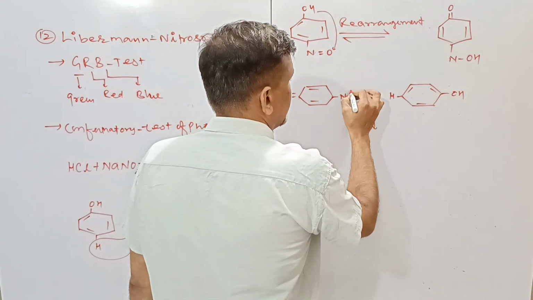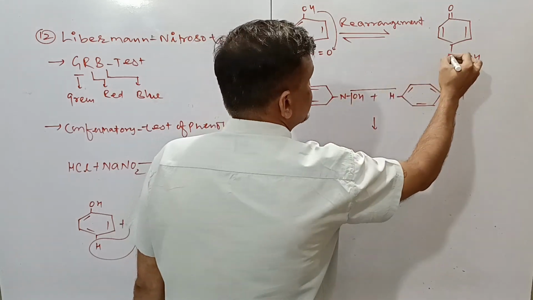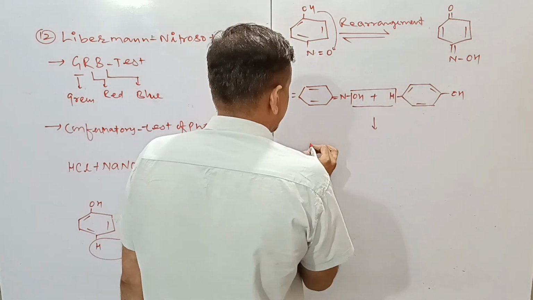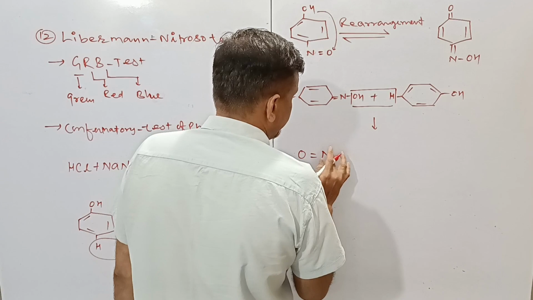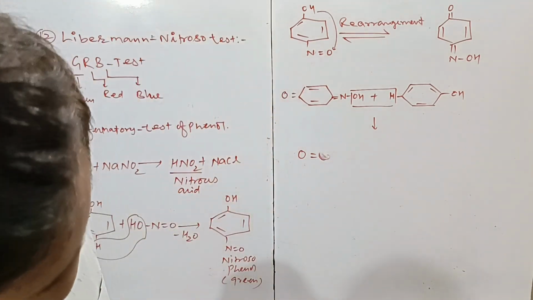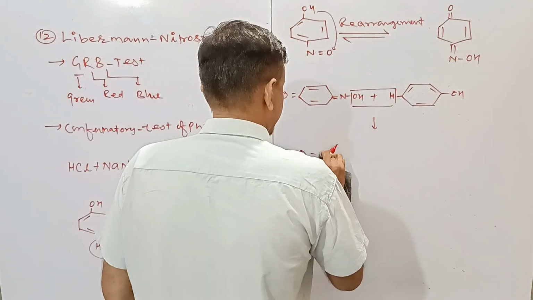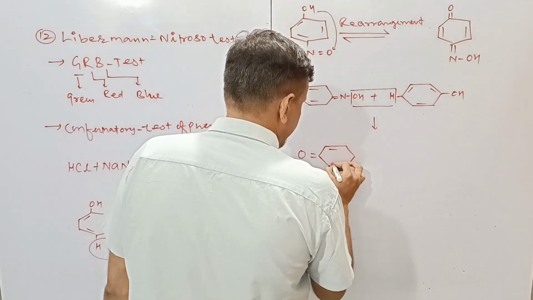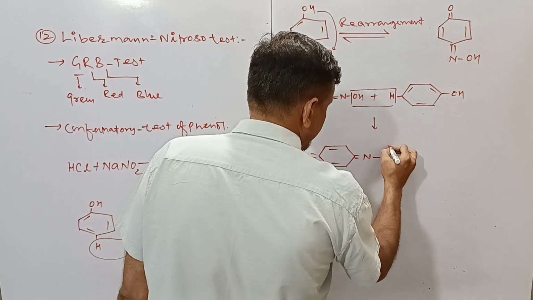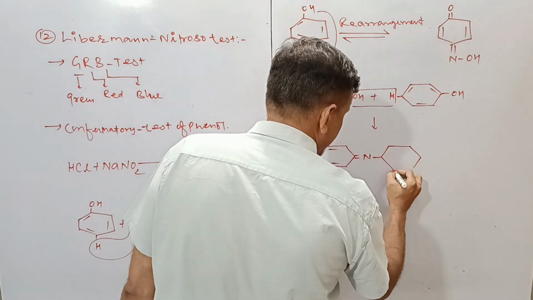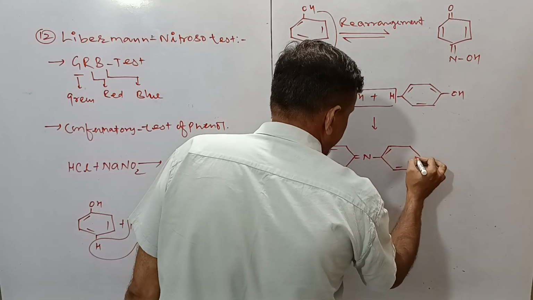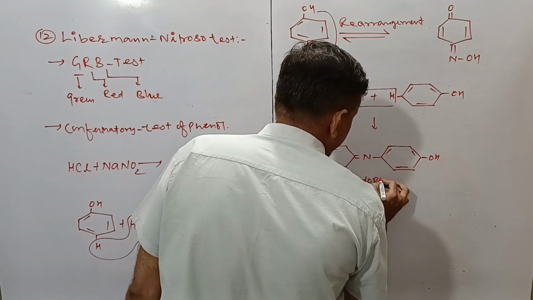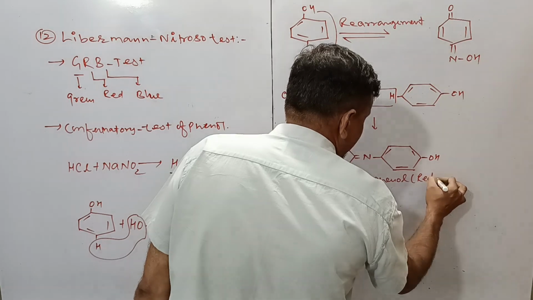Nitrogen exists in three valency, that's why here there will be a double bond. By the removal of water, here there will be formation of the indophenol dye like this. This is the double bond, this is the double bond N. This is indophenol, which gives a red color.